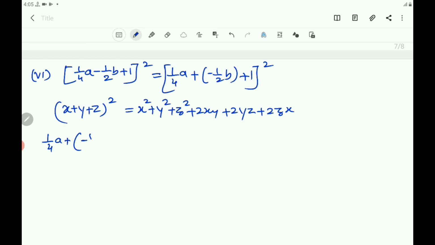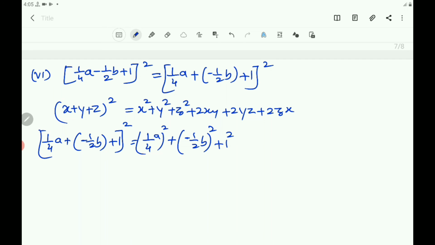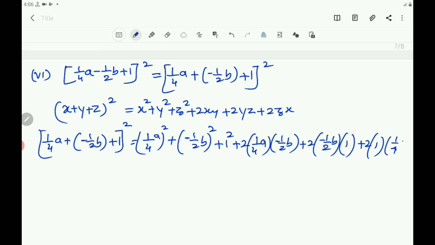Then you write (1/4 a + (-1/2 b) + 1) whole square, that is x square is (1/4 a) whole square, y is (-1/2 b) whole square, plus 1 square, plus 2 into first term into second term, 1/4 a into -1/2 b, plus 2 into -1/2 b into 1, plus 2 into 1 into 1/4 a.